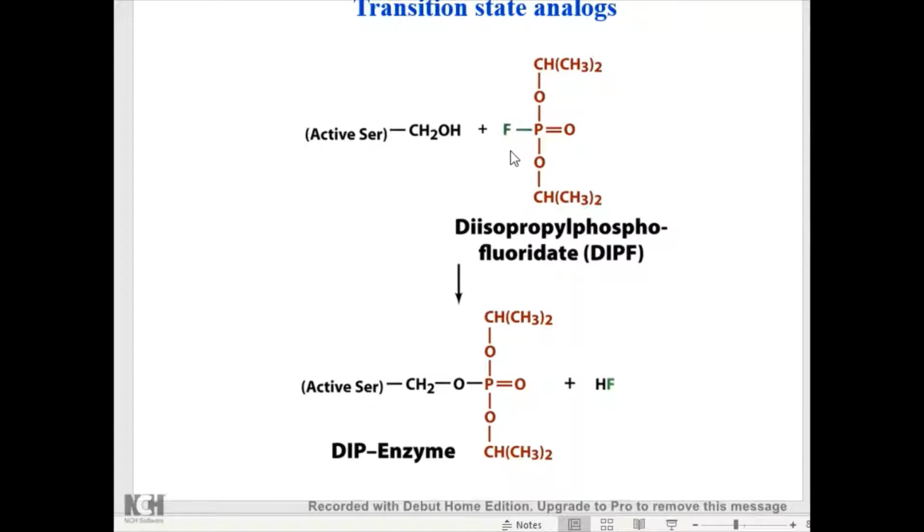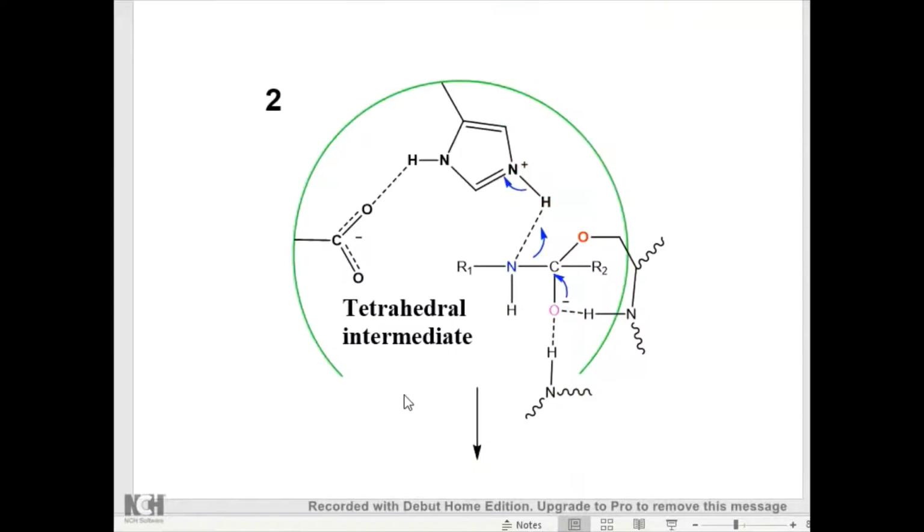It's diisopropyl phosphorofluoridate, or DIPF, and it can specifically bind to active sites of serine proteases, followed by nucleophilic substitution of fluorine with serine to form a covalent complex, which is stable enough under physiological conditions, resulting in irreversible inhibition of serine proteases. Let's take a look at the mechanism of action of this inhibitor.